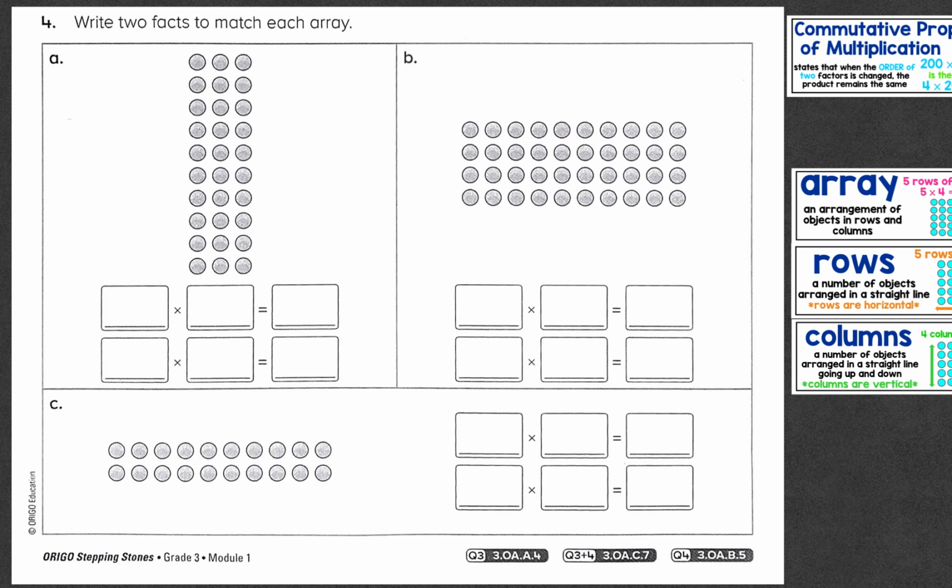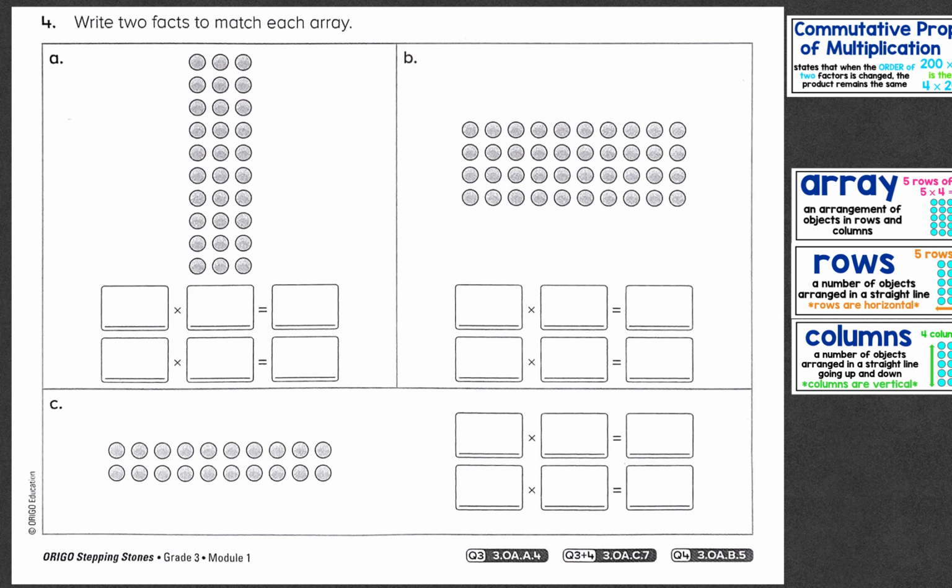So an array is an arrangement of objects in rows and columns, and it makes it very, very easy for us to count, especially when those rows and columns are within equal groups. So I've been talking to your students about rows. Imagine that they're in a movie theater and the rows go from side to side. So rows represent horizontal lines and columns represent vertical lines, as you can see in our vocabulary cards to the right. So when we're trying to figure out how many rows and columns, the rows are going to represent one factor and the columns are going to represent the other.